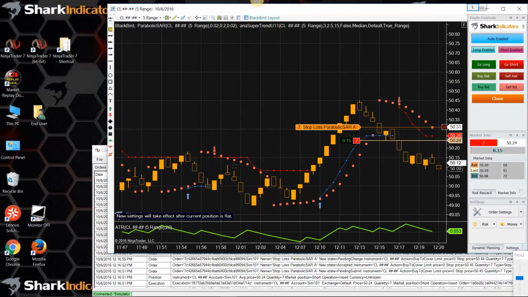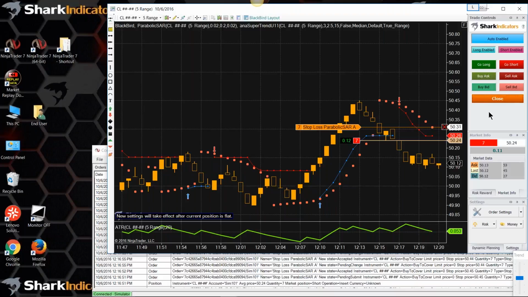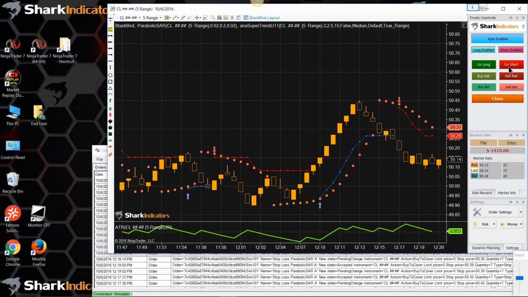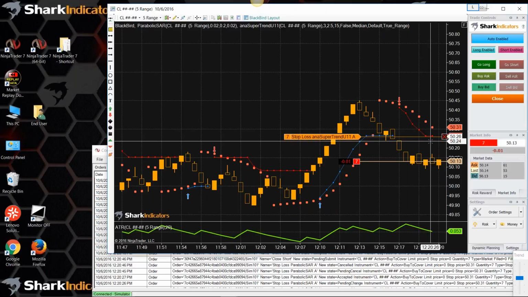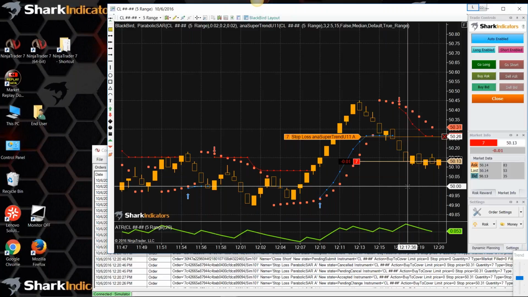And here we go. So now we converted our stop loss over to follow the anaSuperTrend. So if I close this out now and then go short again, there we go. Our stop loss is following the SuperTrend indicator now.